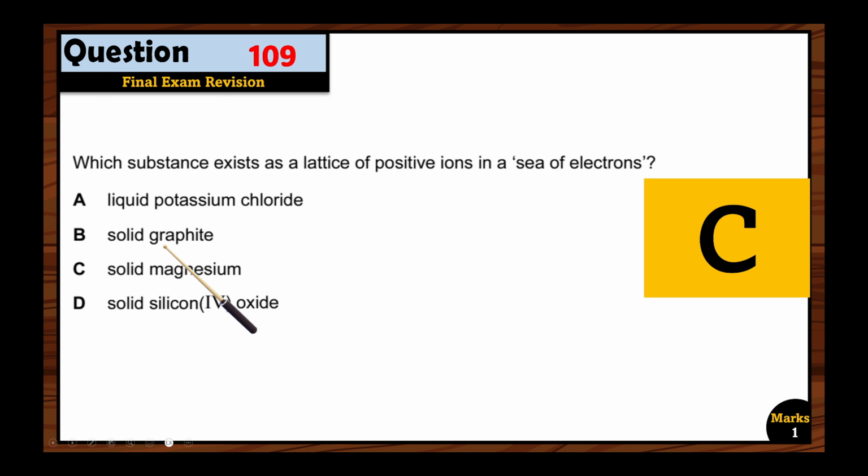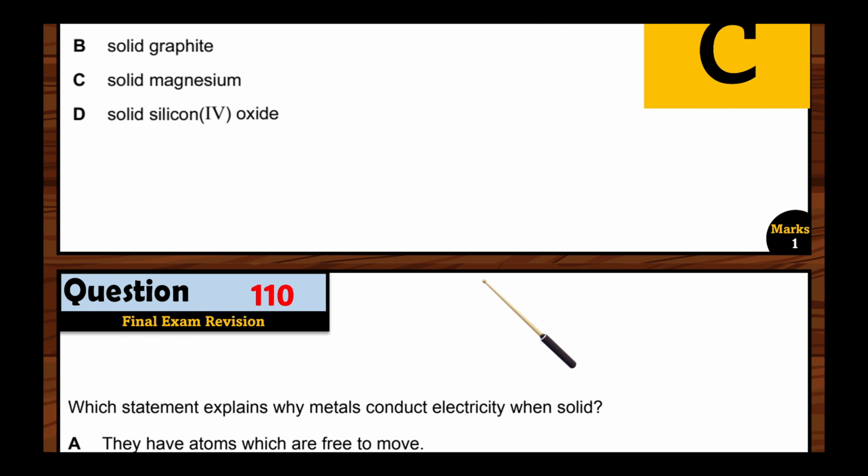Graphite is of course not, because it's a giant covalent structure. Liquid potassium chloride is an ionic structure. Solid silicon oxide is also a giant covalent structure. So only we have the lattice of positive ions in a sea of electrons, meaning it should be a metallic bond. It should be a metal. So solid magnesium is the right option.